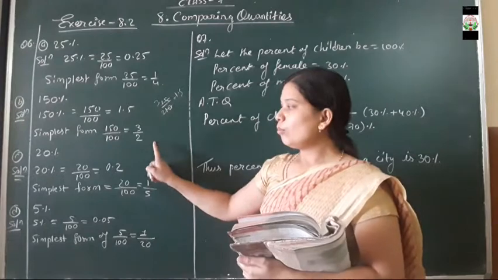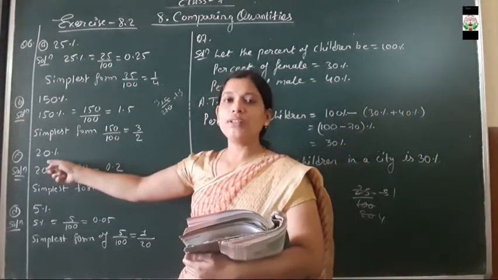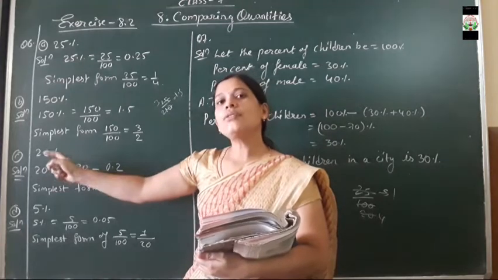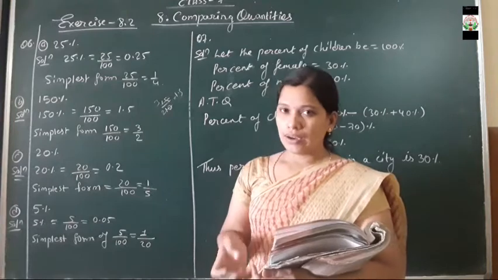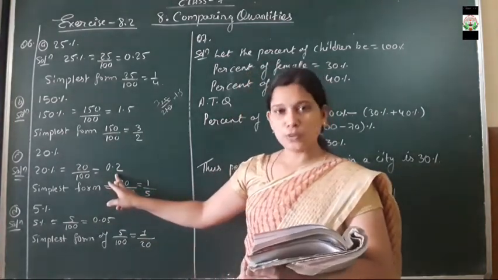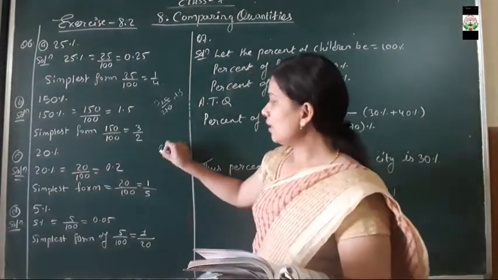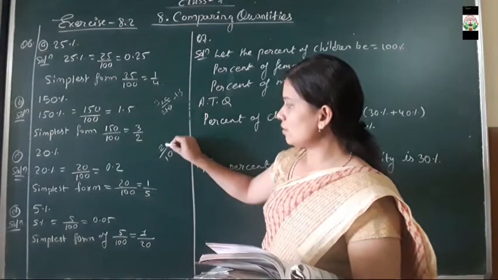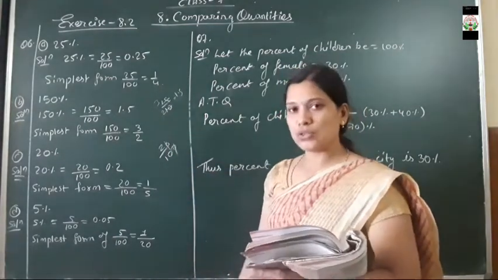Clear, everyone? Moving towards part C of the question, what is the percent we have? That is 20%. In order to convert 20% into a decimal fraction, we divide it by 100. So 20 is divided by 100, and we get the required answer 0.2. While dividing, the 0 gets cancelled. 20 upon 100, the 0 gets cancelled. The number left is 2 upon 10.